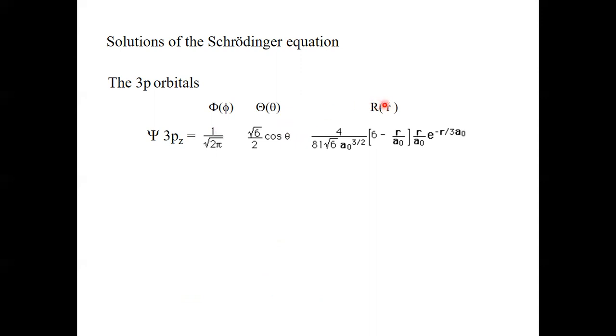But now for the radial part of the wave function, we have, in addition to this coefficient here, as well as this exponential term here, this term here in the middle, which is in brackets, 6 minus r over a0. Now, because of this term, we have now a spherical node. Okay? So not only will we have an angular planar node, but now also a spherical node in addition. You can easily see at which distance that spherical node should be. Can you see that?